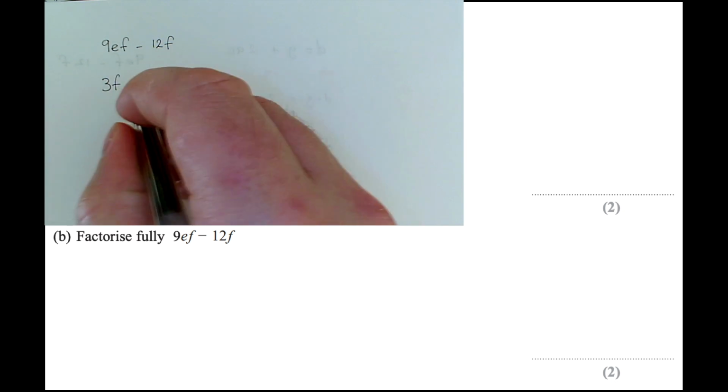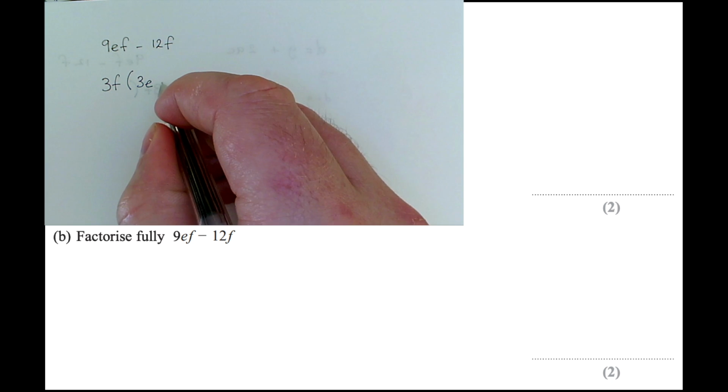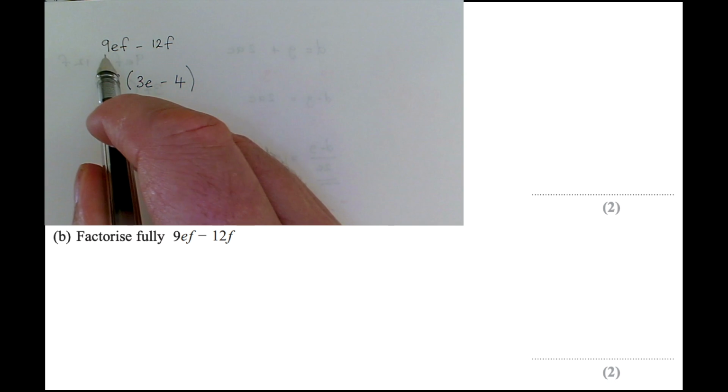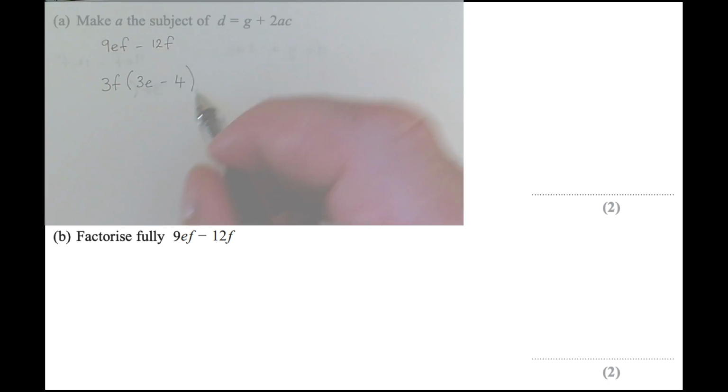So they both share an F, don't they? We can take an F out, but they also share a 3. 3 is the highest common factor of 9 and 12. It's the biggest number that goes into 9 and 12. So just check, is 3F times by 3 9EF? Yes it is, and 3F times by minus 4 is minus 12EF.